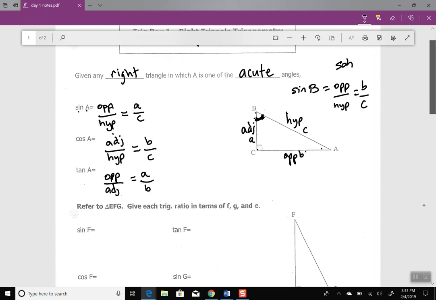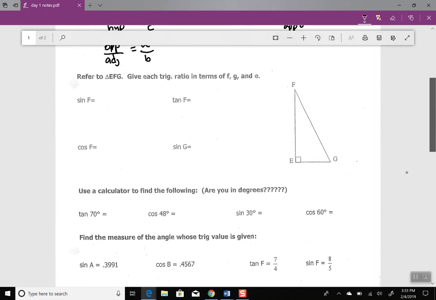All right, so moving on. This refers to triangle EFG. Give each trig ratio in terms of f, g, and e. So little f, little g, and little e. So I'm going to label my sides. Opposite the big E is little e. Opposite the big G is little g. And opposite big F is little f.